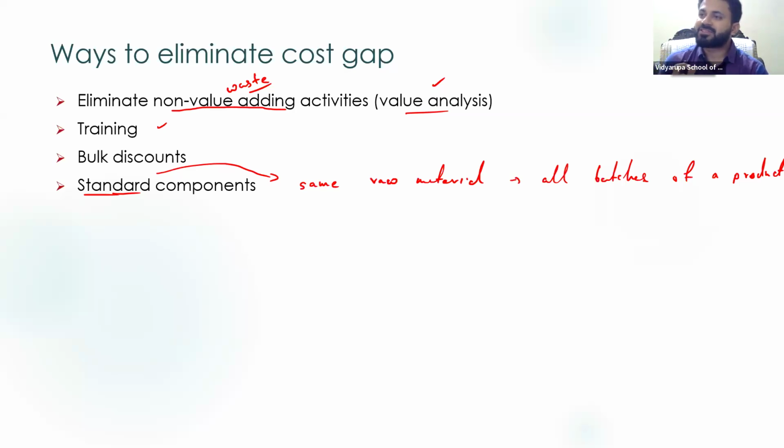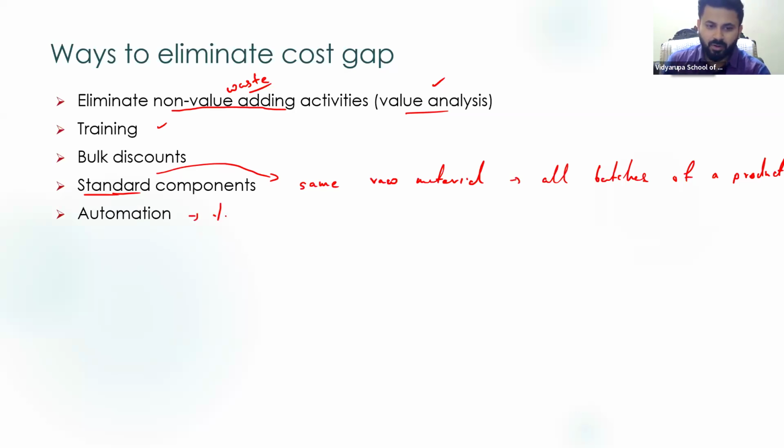So should the features be the same? Should the configuration be the same? Should the placement of the chip within the mobile be the same? Like that, they may get into confusion. It can lead to mistakes. So rather than doing that, for one product, use the same set of raw materials so that consistency is there. We don't confuse the workers. That's basically standard components. Then automation, like somebody mentioned, using better technology.